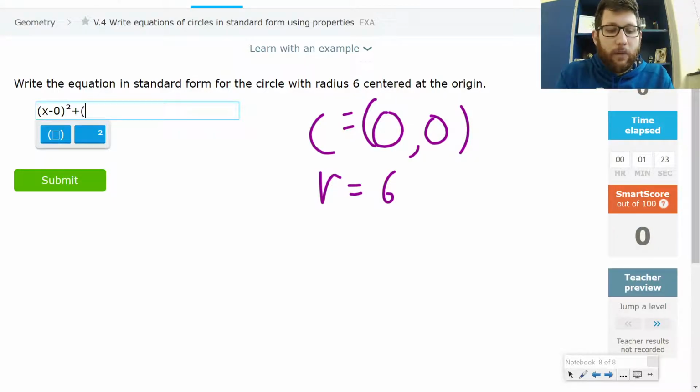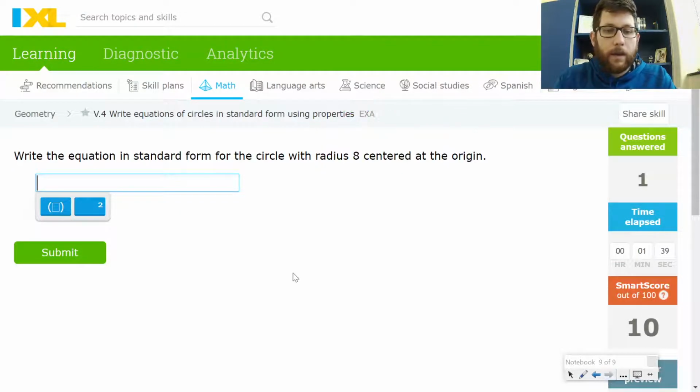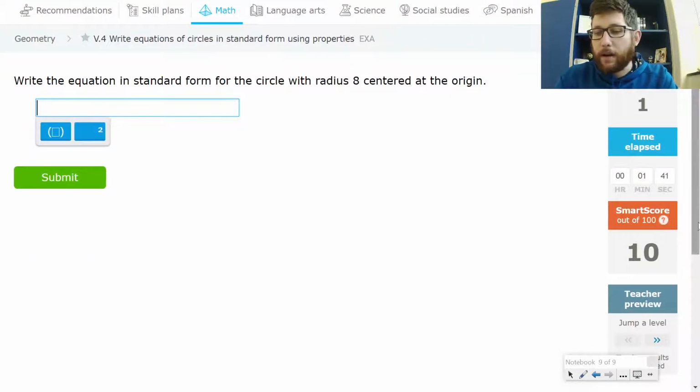Plus, and then I'm going to do my y's. It's always a plus in between. Y minus 0 squared is equal to my radius squared, or equal to 6 squared, just like that. All right, it's going to be pretty simple here. We'll check that. Looks great. Okay, and we could keep on doing some.